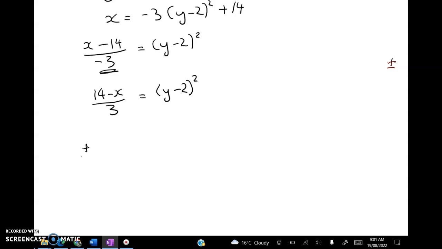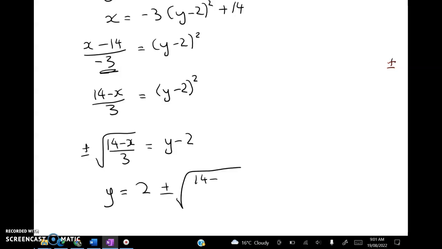ugly. And now we're going to take, at this stage, the positive or negative square root of that side, and we've got y minus 2 here. So what I've got down to is y is equal to 2 plus or minus the square root of (14 minus x) over 3. So a few different ways to think about this.